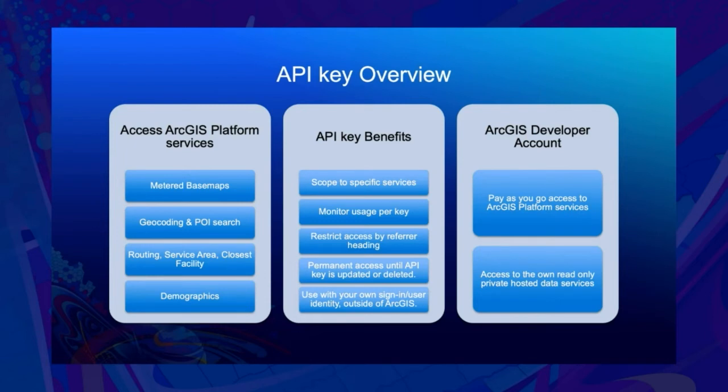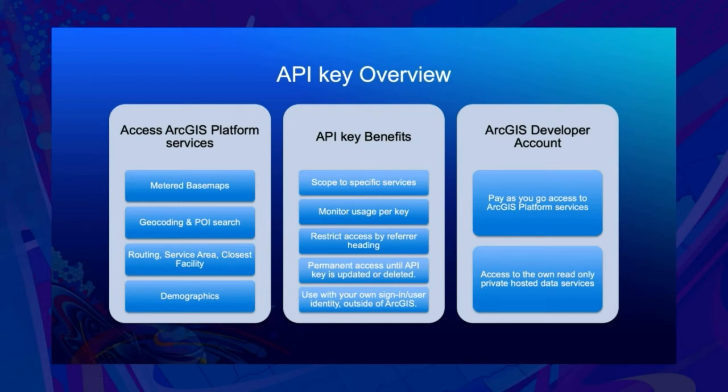API key is a unique identifier used to authenticate a user, developer, or calling program to an API, although most typically used to authenticate a project rather than a human user. We introduced support for accessing ArcGIS platform services using API key in our latest 100 release. API key allows access to ArcGIS platform services like basemaps, geocoding, and point of interest search, network services like routing, service area, closest facility, and demographic services.